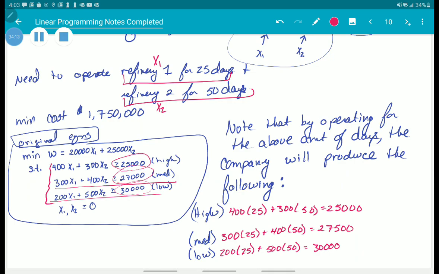So by looking at this dual problem, we have discovered that we're going to have to run refinery 1 for 25 days and refinery 2 for 50 days. But we're going to end up with an extra 500 barrels of medium grade oil. We can figure out how much excess we have by going back to those original equations and plugging that solution in.